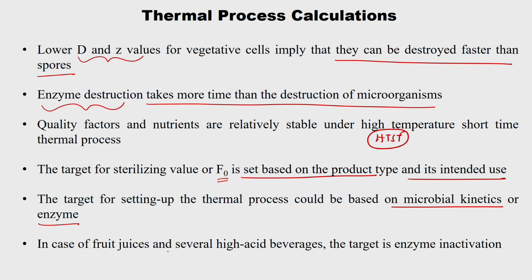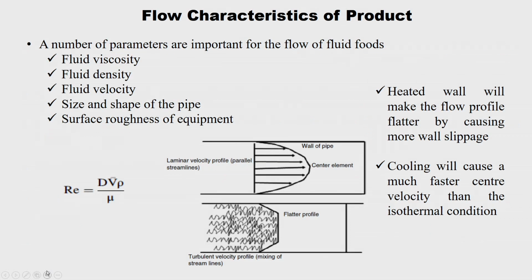In case of fruit juices and several high acid beverages, the target is enzyme inactivation only, as I told for pasteurization. So, these are all high acid beverages. There my main aim is enzyme inactivation only instead of microbial kill. So, there I use the 6D log only, not the 12D log reduction.